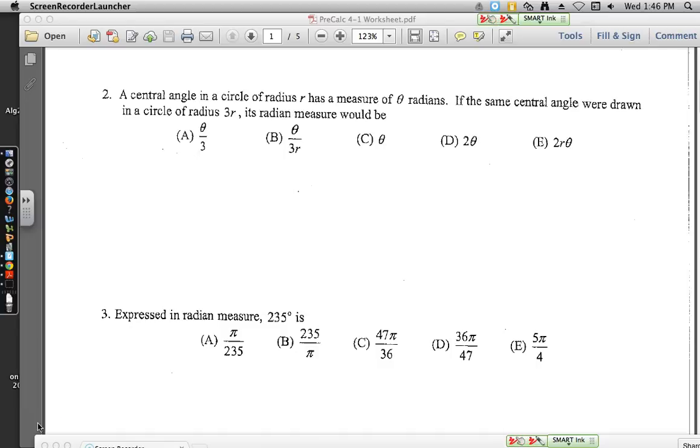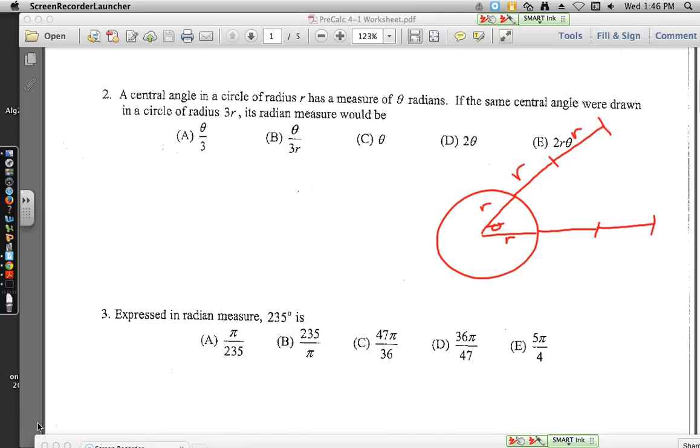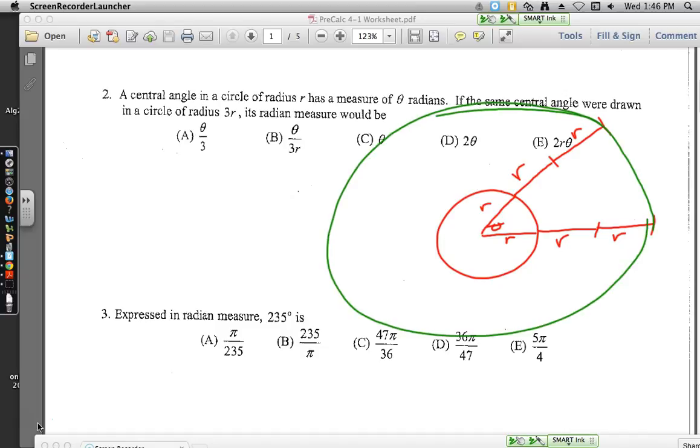This is really a visual one, and what you need to do is draw a circle. And like it says, it has a central angle in that circle with a radius of r. And we're going to label that theta. Now, the same central angle is drawn in a circle of radius 3r. So think about going 1, 2 more radii out, and draw another circle. And this is not even going to be close to a circle here, but you get the idea.